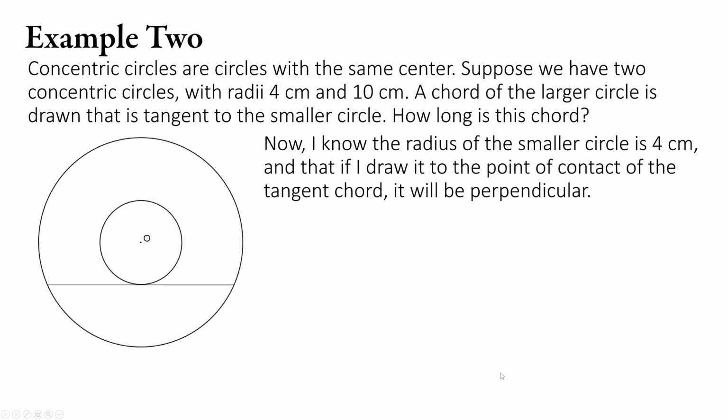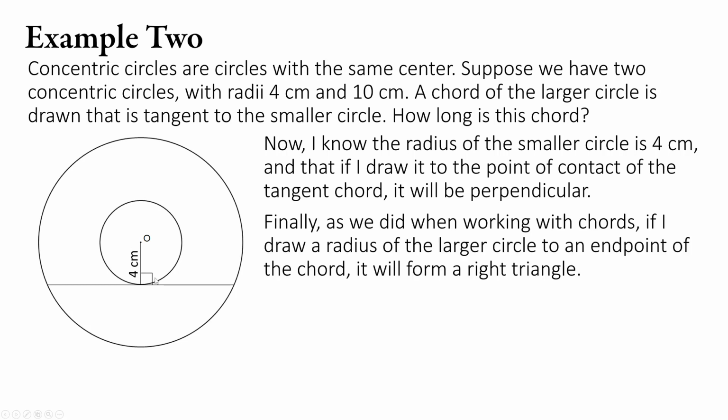Now, I know the radius of the smaller circle is 4, and if I draw that radius to this point of contact, it will be perpendicular. So there's my right angle and my 4 centimeter radius. Next, when we're working with chords, if you remember, I like to draw the radius always to the end point of the chord. I don't want to draw the 10 this way. That doesn't relate to the chord nicely. I always want to go from the center of the circle to the end point of the chord. So there's my 10 centimeter radius of the larger circle, and I formed a right triangle.